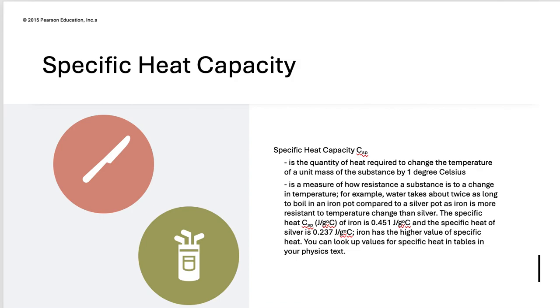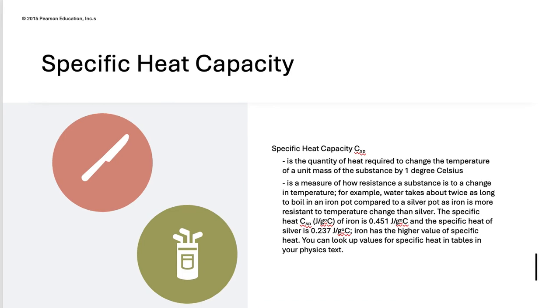For example, water takes about twice as long to boil in an iron pot compared to a silver pot, as iron is more resistant to temperature change than silver. The specific heat of iron is 0.451 joules per gram degree Celsius, and the specific heat of silver is 0.237 joules per gram degree Celsius, which is about half that of iron. You can look up values for specific heat in tables in your physics text.